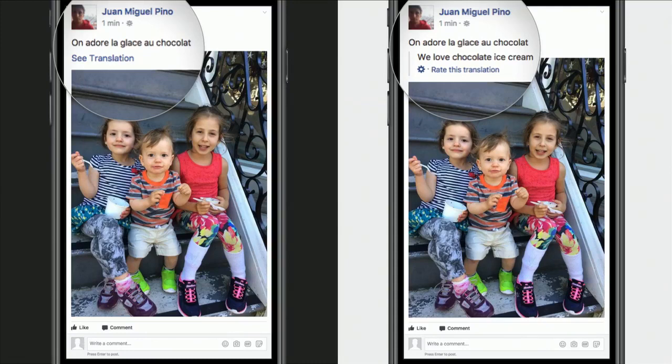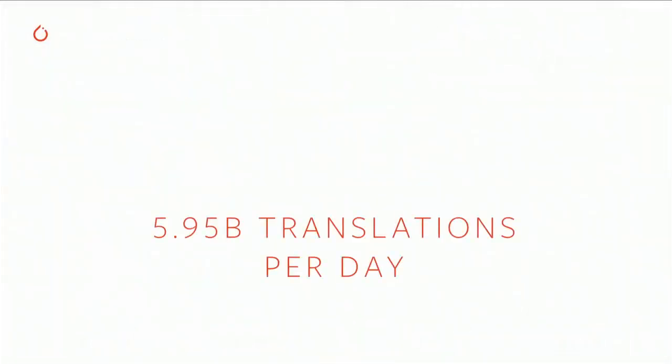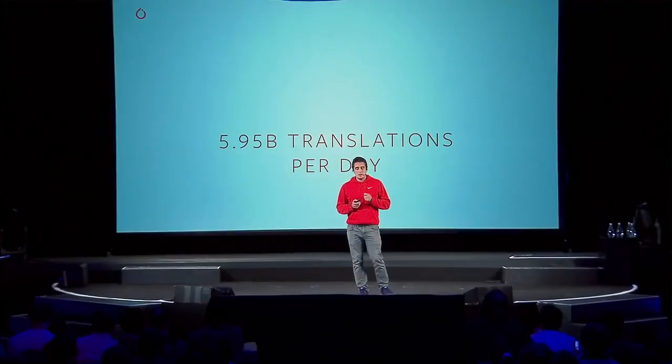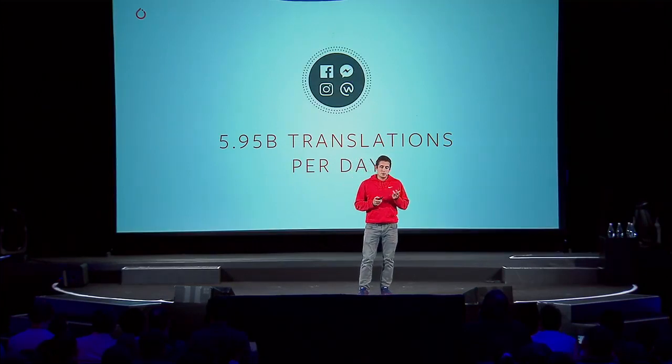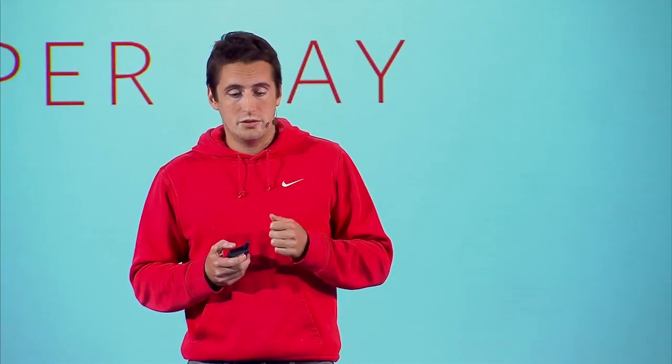This was an example of one translation, but today, in fact, our backend systems serve almost 6 billion translations per day, and this is happening on 4 different platforms: Facebook, Instagram, Workplace, and Messenger. And in the case of Messenger, this is a very recent feature that was launched this year in May. So I'd like to describe how we use PyTorch and PyTorch Translate to achieve this.